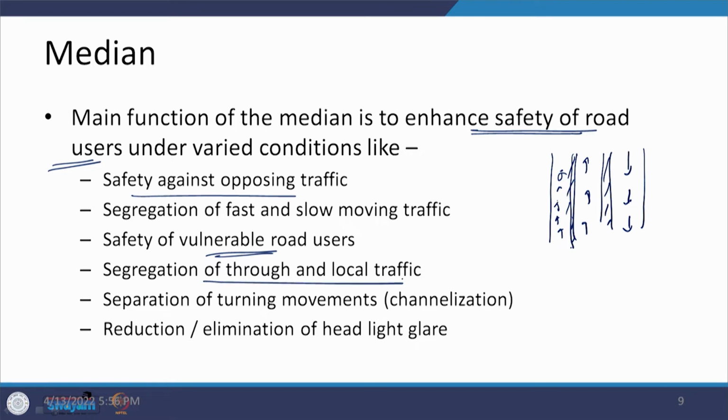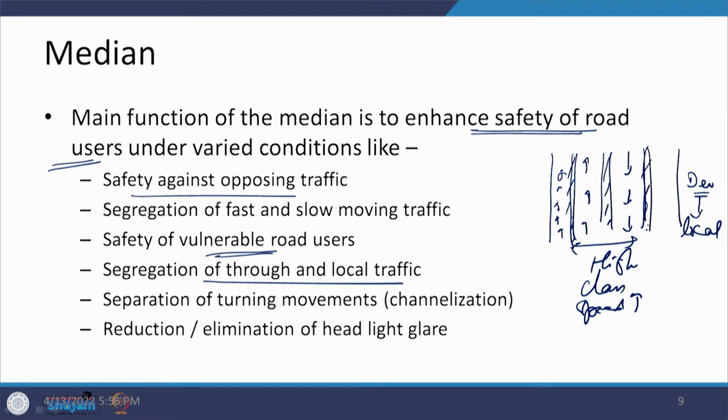Segregation of through and local traffic. We have a lot of development on the side of the road, and this development is going to induce local traffic, and this is a high speed facility or high class facility. So, the speed is going to be very high. Now, we have to segregate these two traffic, and therefore, we can provide a lane on the other side, which is, say, a service lane, and the local traffic is going to move on this one. So, the local traffic is here and the through traffic is going to be on the main carriageway.